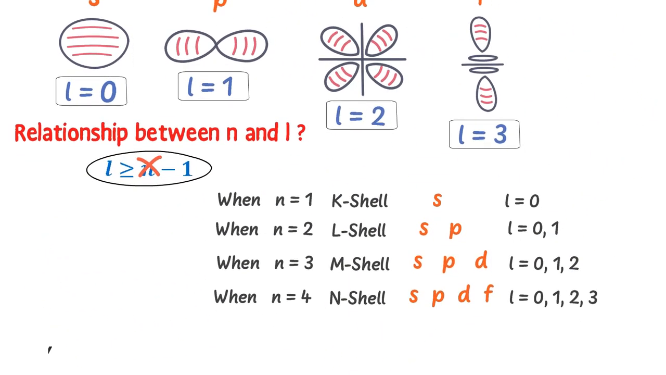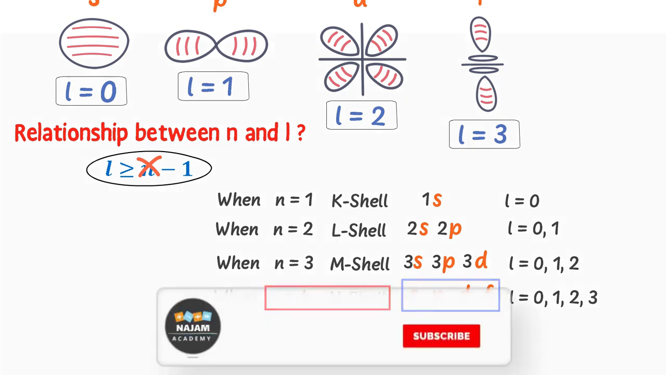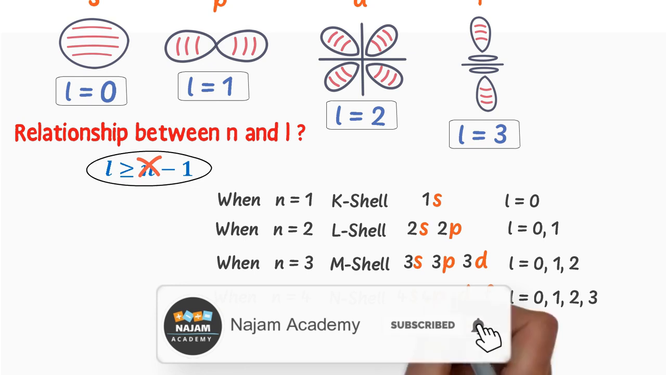Also note down that this s is the subshell of n is equal to 1 or K shell. So I put 1 with it. This s and this p are the subshells of n is equal to 2 or L shell. So I put 2 with s and 2 with p. These s, p, d are the subshells of n is equal to 3 or M shell. So I put 3 with s, 3 with p and 3 with d. These s, p, d, f are the subshells of n is equal to 4 or N shell. So I put 4 with them.